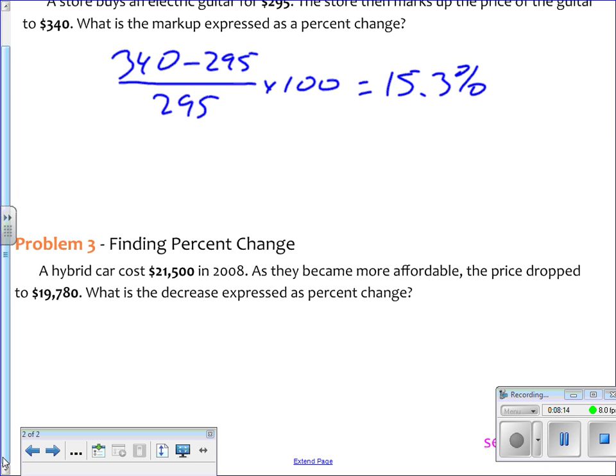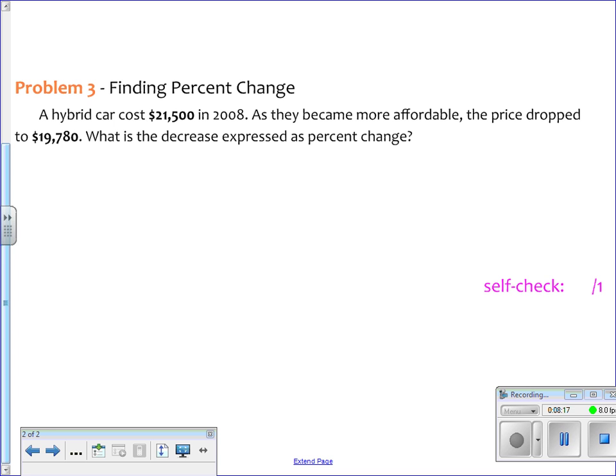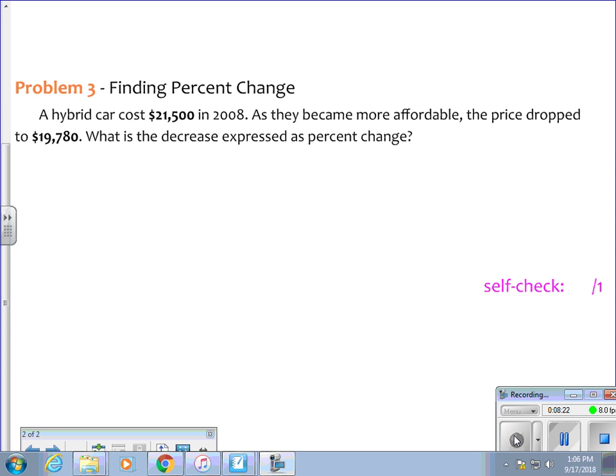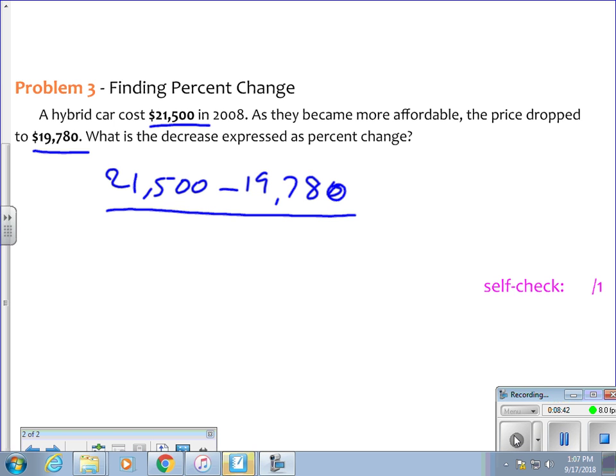Okay, here's what I want you to do. Try to do problem number 3. Okay, this shouldn't take too long. Decrease expresses percent change. So I take my original price, 21,500, minus the new value, 19,780, divided by the original one, 21,500. Multiply that times 100.